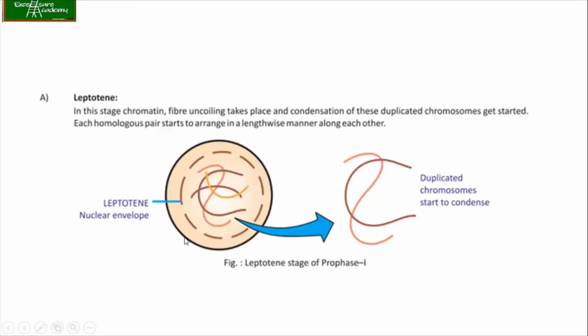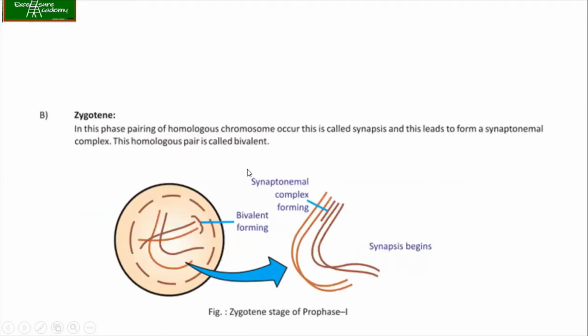Leptotene. So in this stage, the chromatin fiber uncoiling takes place and condensation of that chromosome gets started. Okay, each homologous pair starts to arrange in a lengthwise manner along each other. So now what is happening? Nuclear envelope will start slowly disappearing, and the chromosome starts to condense.